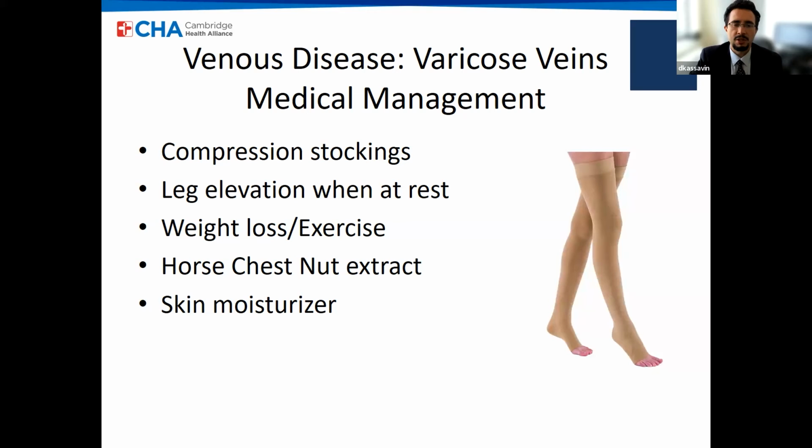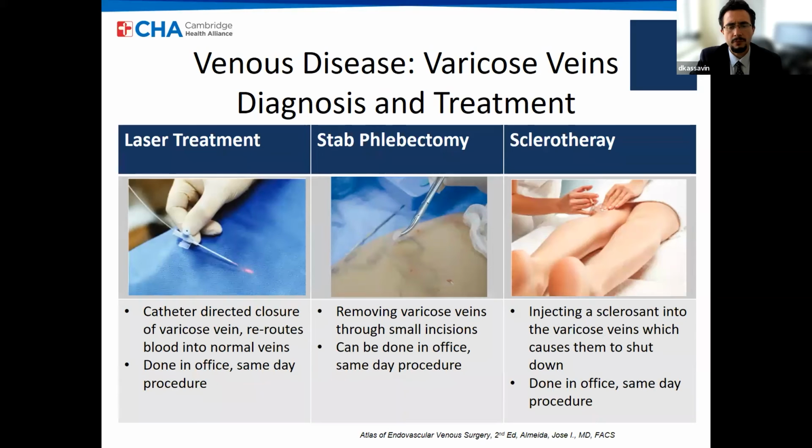In some patients, over-the-counter medication called horse chestnut extract or diosmin has been shown to alleviate some of the inflammatory changes you can have with veins. And you want to protect the skin integrity. So you want to apply moisturizer to the skin and prevent yourself from scratching that skin and potentially forming a wound. What are some of the options for treatment?